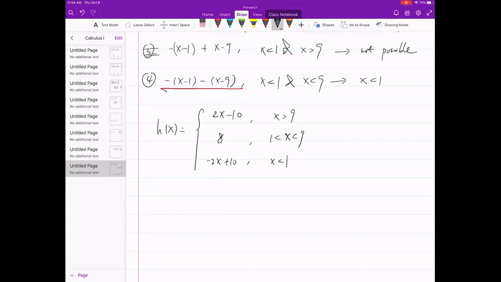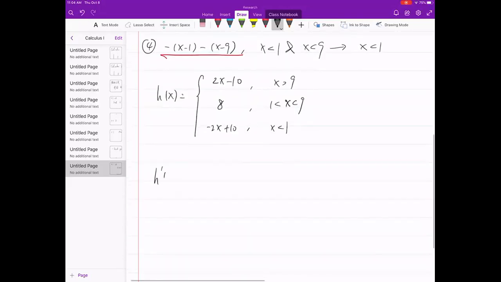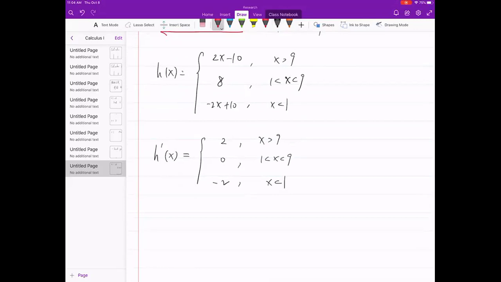Okay, this is before we take the derivative. We have three formulas. Then of course, when we take the derivative, we will also have three formulas. 2, 0, negative 2 coming from each of the corresponding functions. And then of course, it only works for a limited range. That will be the derivative. Sounds good?